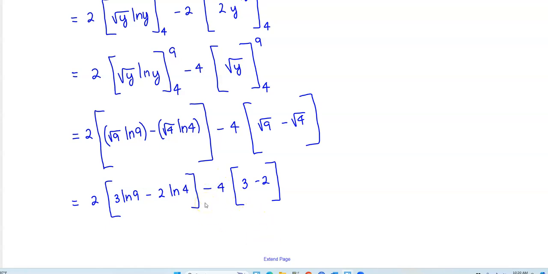So let's go ahead and distribute the 2 here. So we have 2 times 3, which is 6 times the natural log of 9, minus 2 times 2 is 4 times the natural log of 4, minus 4 times 1 is going to be minus 4. And therefore, there is our result.